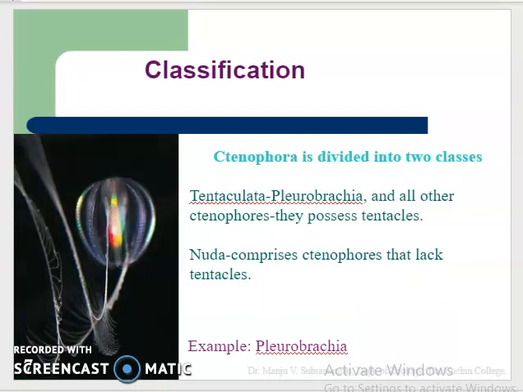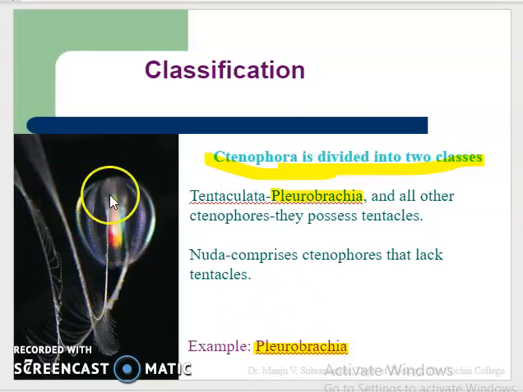And this phylum Ctenophora is divided into two classes, that is Tentaculata and Nuda. In the Tentaculata, a good example is Pleurobrachia, and all other ctenophores possess tentacles. In this organism you can see the long tentacles are present, and the Nuda forms comprise the ctenophores that lack the tentacles. So these are the two classes of phylum Ctenophora, and in your syllabus you have to study in detail about Pleurobrachia.